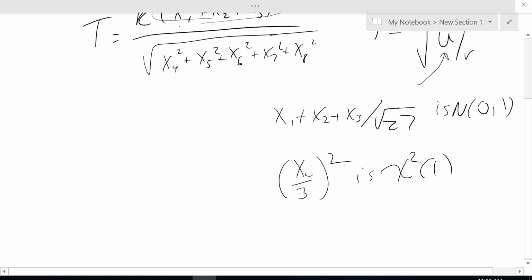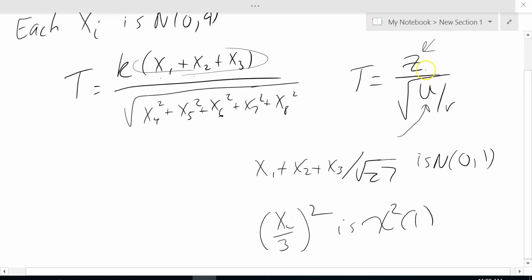Again, the point for both of these is, remember, for your t distribution on top, you have to have a standard normal. That's why I divided by the square root of the variance here to make a standard normal, right? I don't have to worry about subtracting off the means because the means are 0. But I do need to worry about adjusting the variances, right, to standardize. So that's why we divided by the square root of 27 to standardize the top. I'm dividing each of the x sub i's by 3 to standardize each of the bottom ones, right?